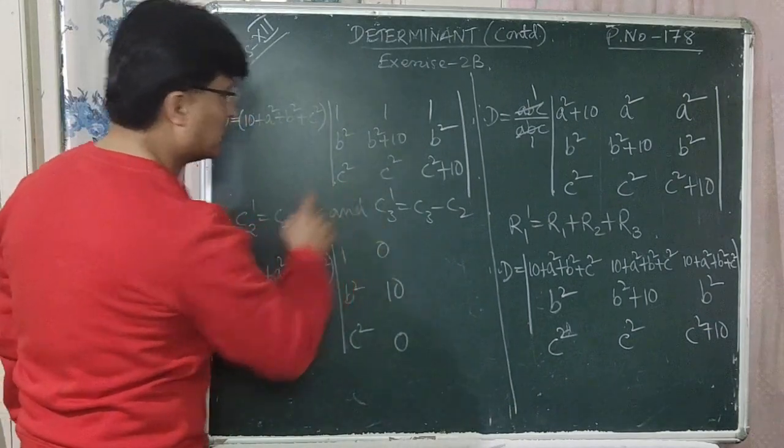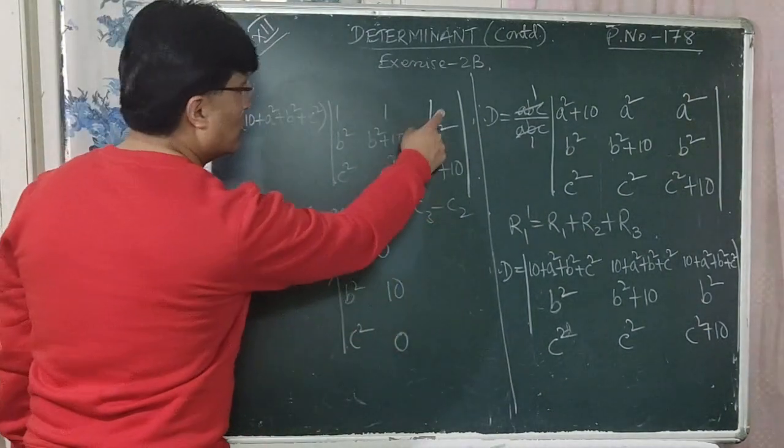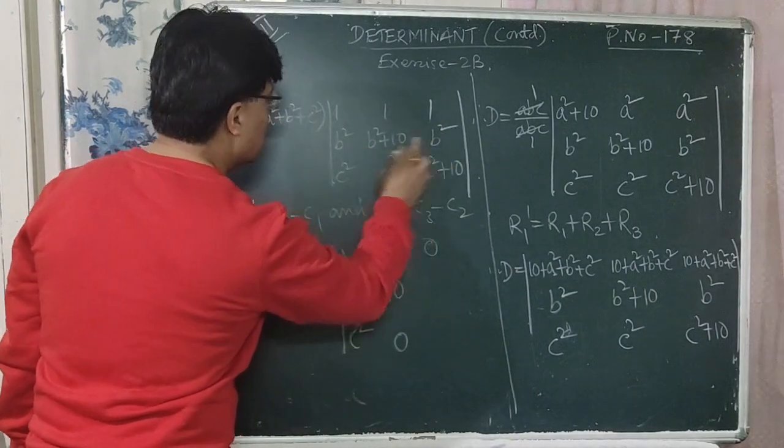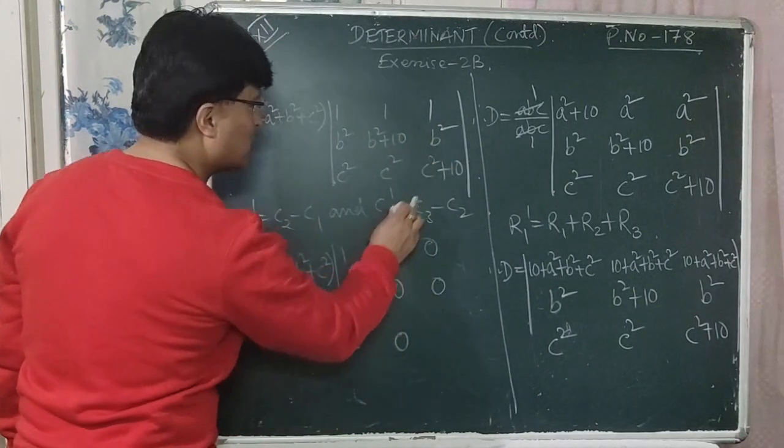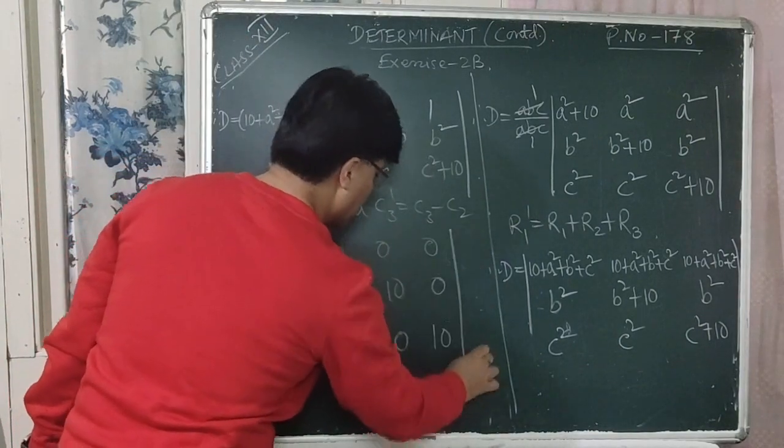Now C3 dash, that means column 3 is changing. How does it change again here? C3 minus C2, 1 minus 1, 0. This minus this, B square minus B square, 0. C square plus 10 minus C square, that is 10. Is it clear?